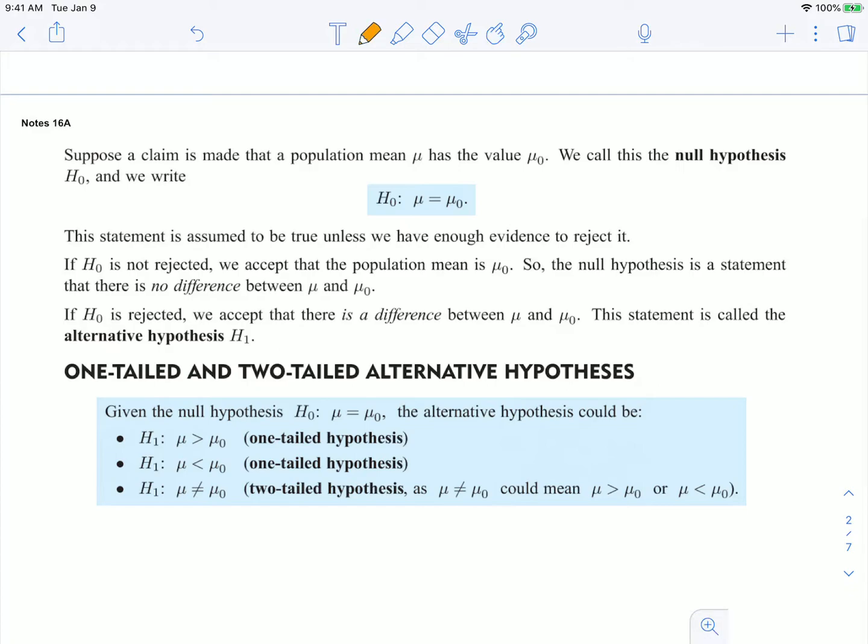So, suppose a claim is made on a population mean and has the value of a null hypothesis. We write that as this equation. This statement is to be true unless we have evidence to reject it. So, H sub 0, which we call the null hypothesis, we accept the population mean, so the null hypothesis is a statement with no difference.